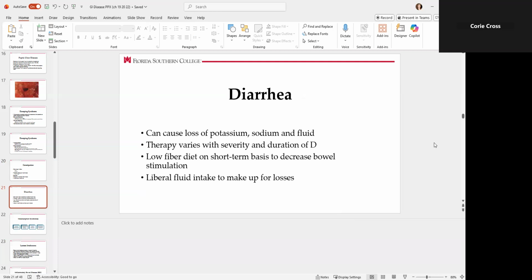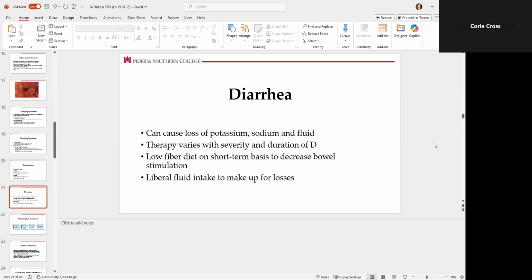Switching to diarrhea. Diarrhea is characterized as more than 3 bowel movements in a day, consisting of large amounts of liquid or semi-soft stools. Because of the short amount of time in the colon, water, sodium, and potassium are not absorbed and can lead to dehydration. Also, electrolyte imbalance, acid-base imbalances, and metabolic acidosis. Chronic diarrhea can lead to malnutrition.